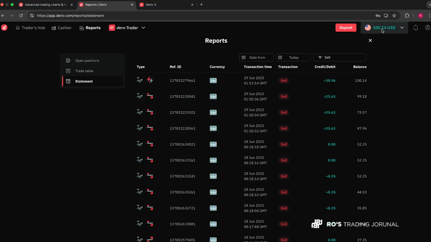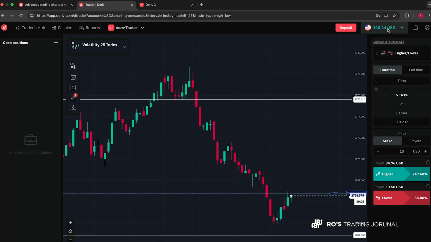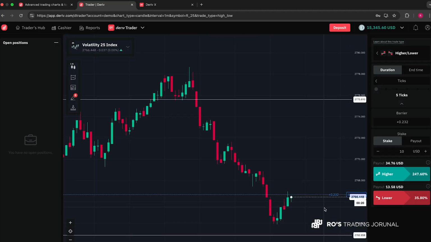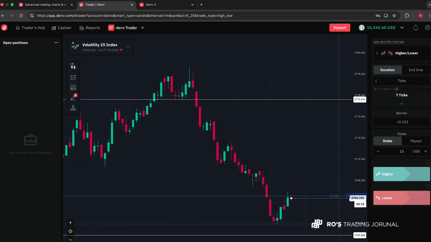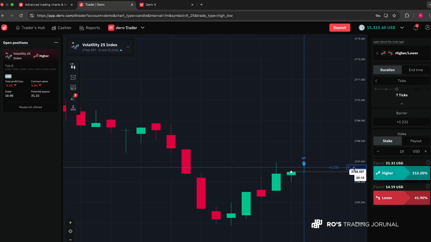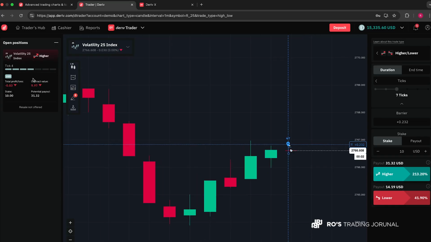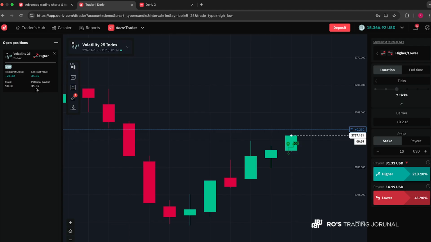So let me explain what I mean by that. Going back over to the chart real quick, switch this to demo so I can actually show you. So I'm using the higher and lower feature, right? So let's say I hit $10, right? The market has to pass where I enter from, right? So our ticks is like 7 seconds. So now it's red and now it's green. If I win this trade, right, I just win $30.